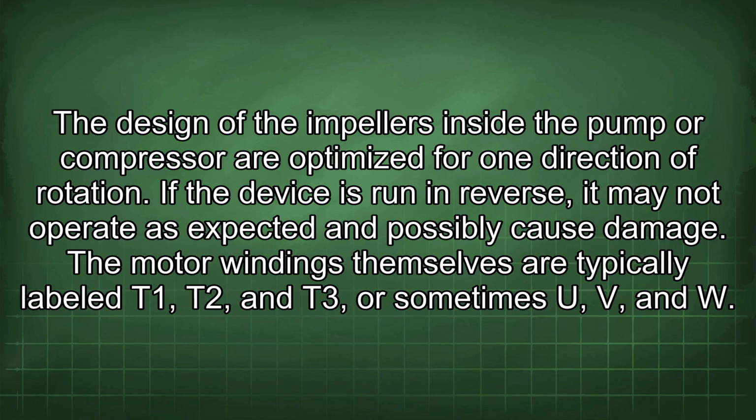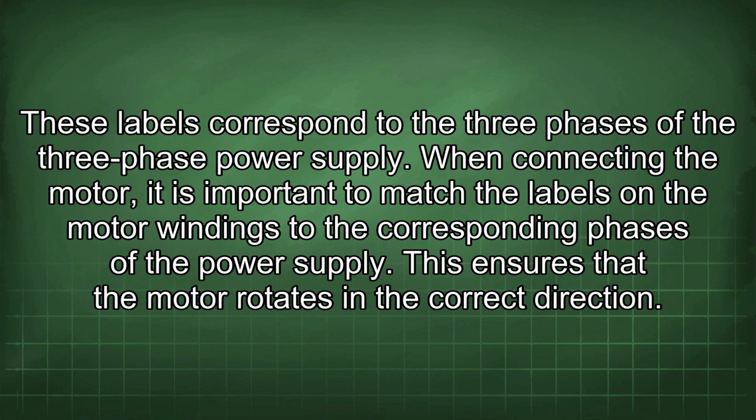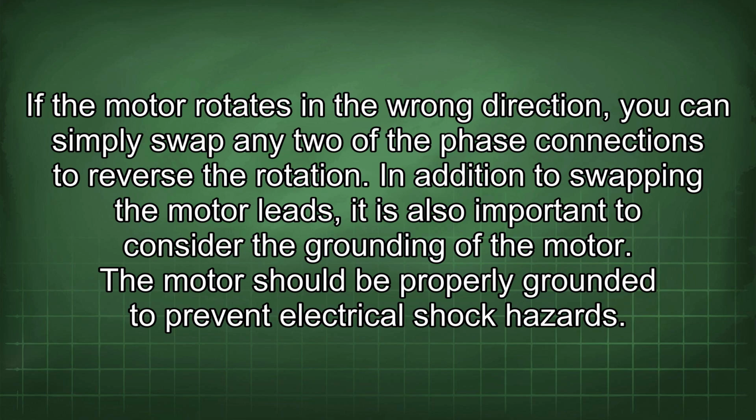The motor windings themselves are typically labeled T1, T2 and T3, or sometimes U, V, and W. These labels correspond to the three phases of the three-phase power supply. When connecting the motor, it is important to match the labels on the motor windings to the corresponding phases of the power supply. This ensures that the motor rotates in the correct direction. If the motor rotates in the wrong direction, you can simply swap any two of the phase connections to reverse the rotation.